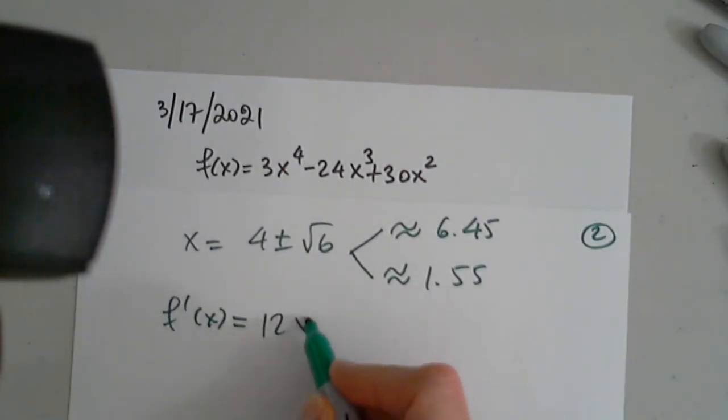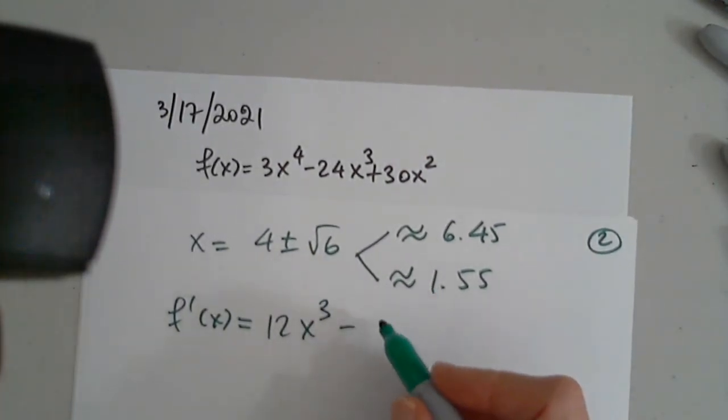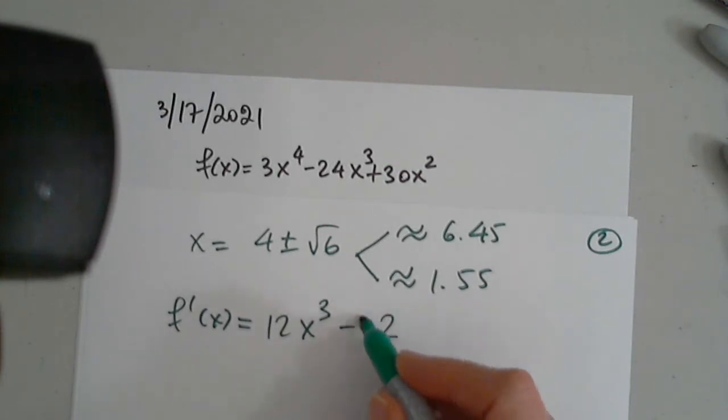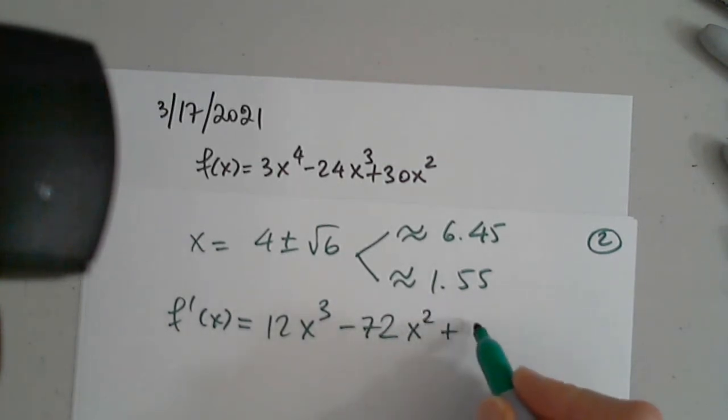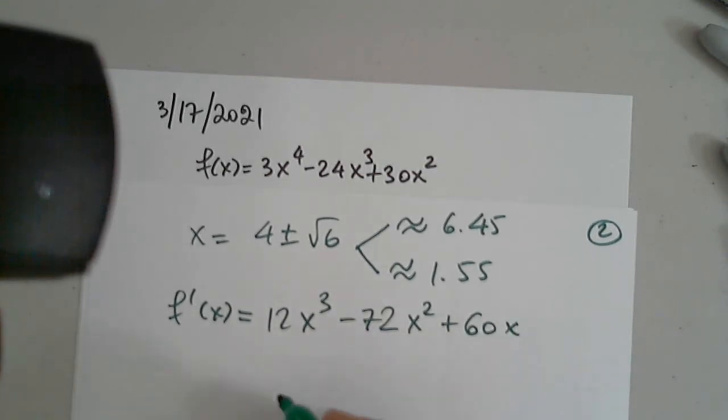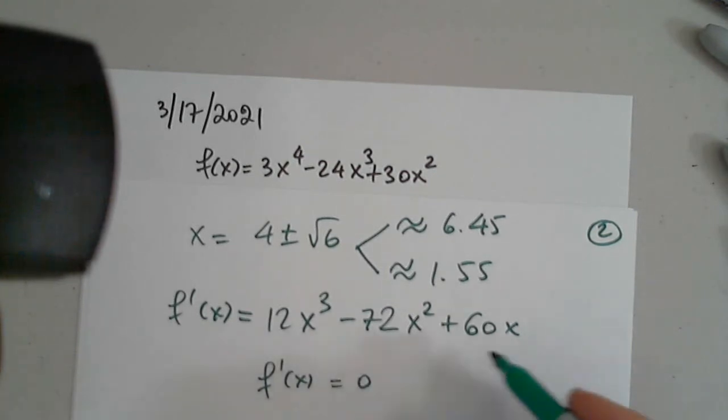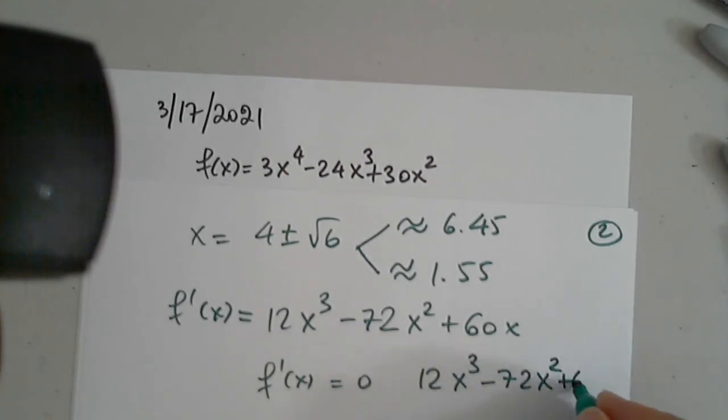X to the third minus 72x to the second plus 60x. Very good. Obviously, critical numbers will only come from f prime of x being 0 because this is always defined. Again, I have to write 12x cubed minus 72x squared plus 60x equals 0.